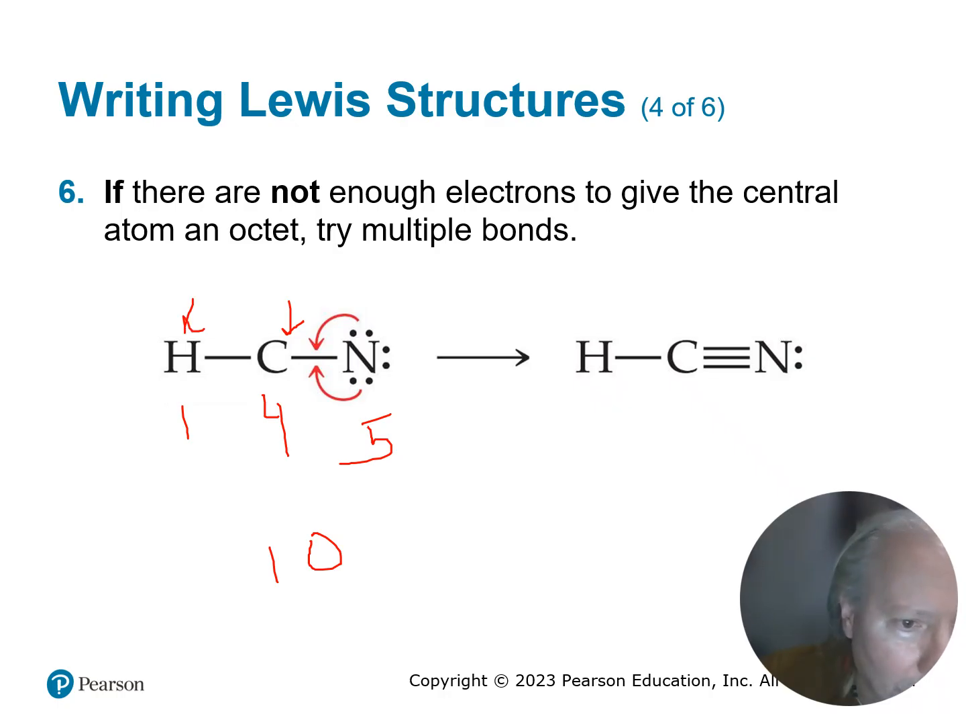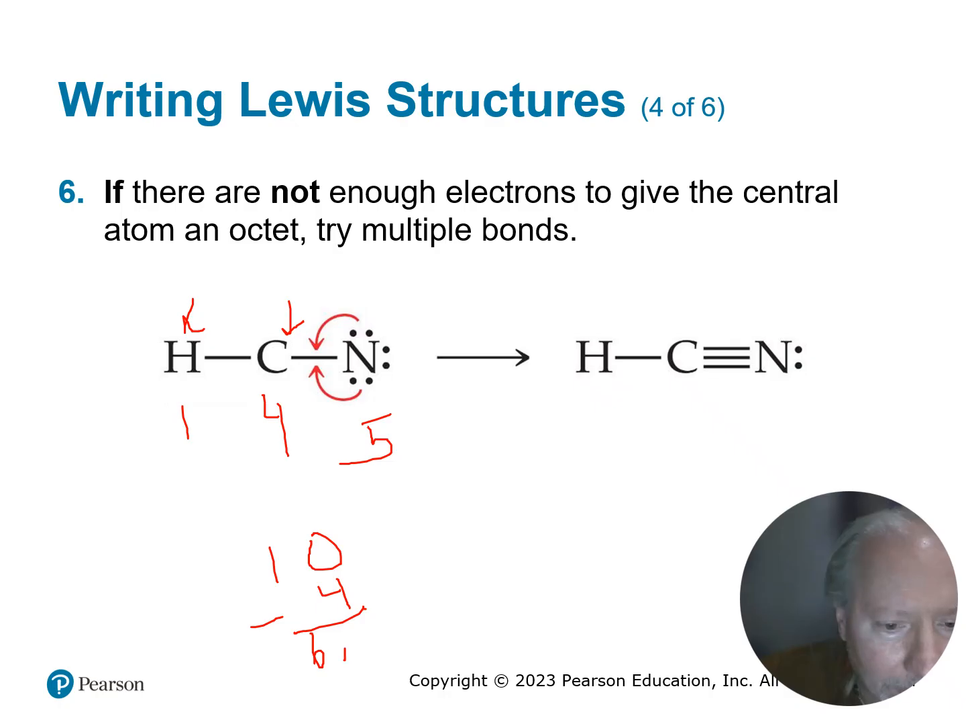Hydrogen can never be central. Carbon is less electronegative than nitrogen, so the more electronegative atom should go on the outside, and nitrogen is more electronegative than carbon by just a little bit. So we can draw a line here and a line here. We have to connect all the atoms for it to be a molecule.